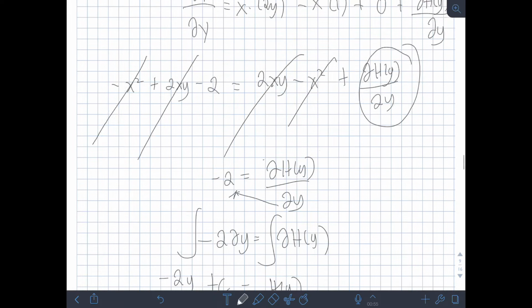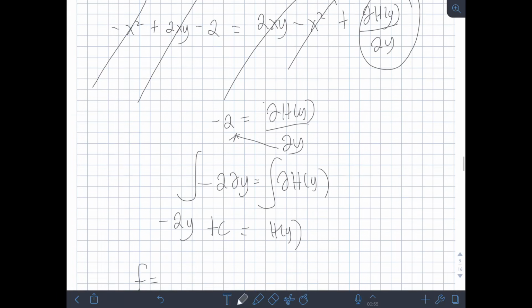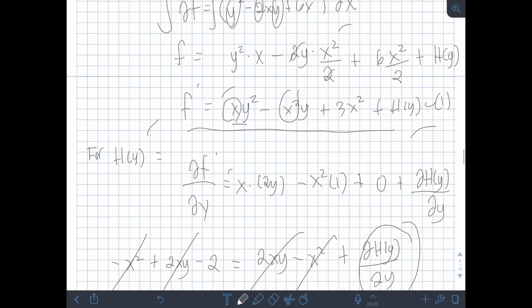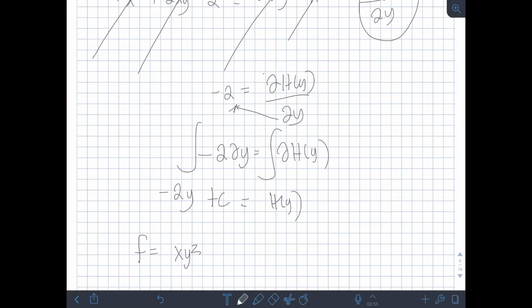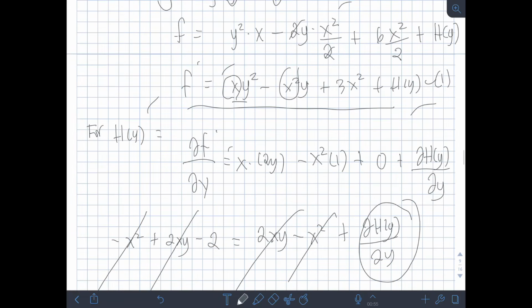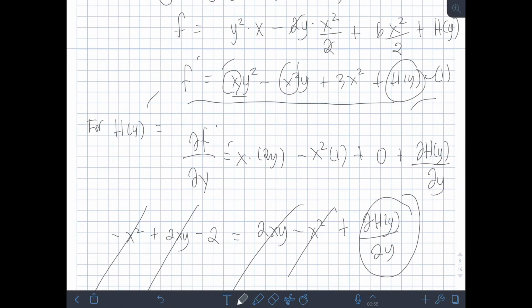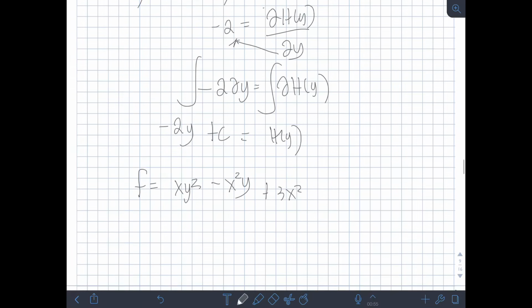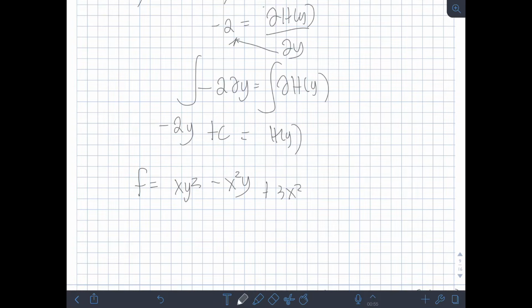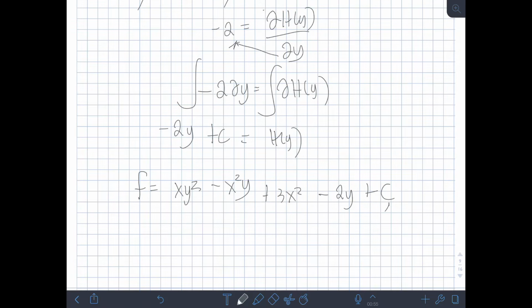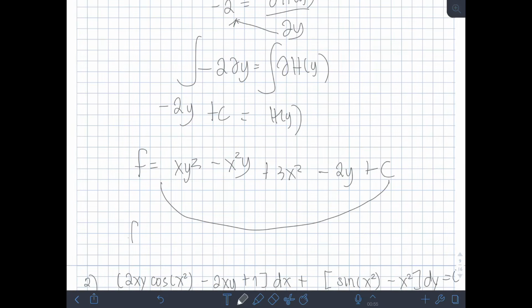F is equal to xy squared minus x squared y plus 3x squared. Then our h of y that we computed is negative 2y plus c. Negative 2y plus c. Okay? And then this constant c, we transpose, so f minus c is equal to xy squared minus x squared y plus 3x squared minus 2y.